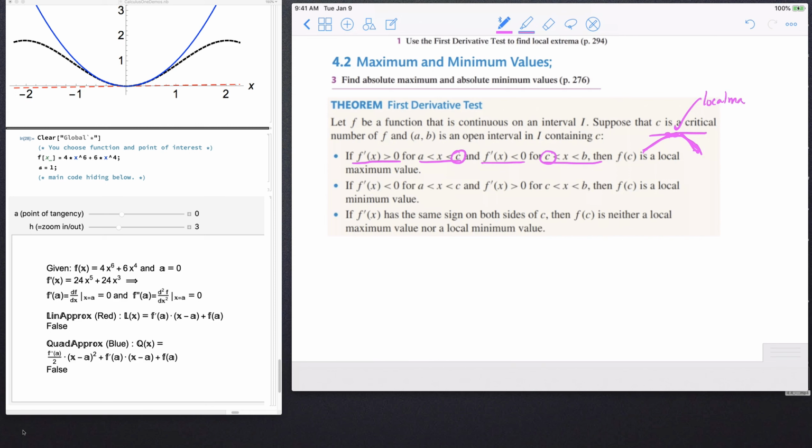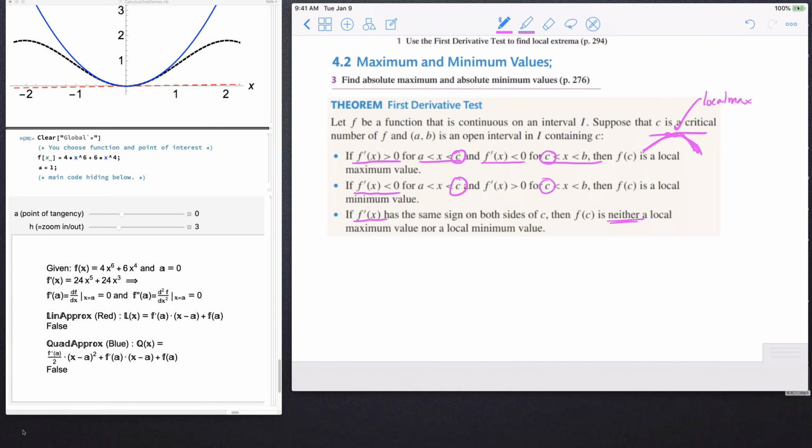Okay, the second line states essentially the same thing, that if the first derivative changes from negative to positive, then the function has a minimum value at x equal to c. Okay, and if the first derivative doesn't change sign, then you have neither a maximum or a minimum.